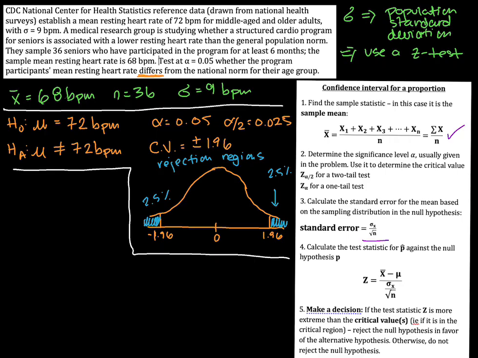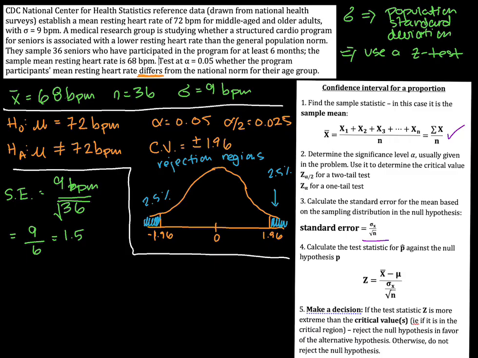So the standard error is going to use what we already listed up above. So that's just going to be taking the population standard deviation of 9 beats per minute and adjusting it to a sampling distribution for samples of size 36 square rooted. So fortunately, that's very nice. The square root of 36 is 6, so we have 9 over 6, and that is 1.5. So the standard error is 1.5.